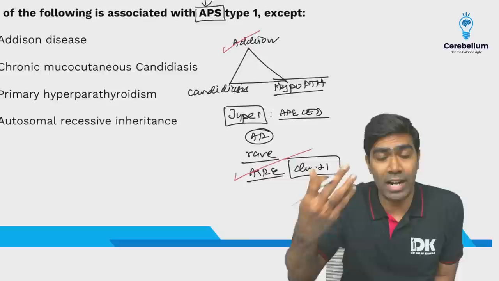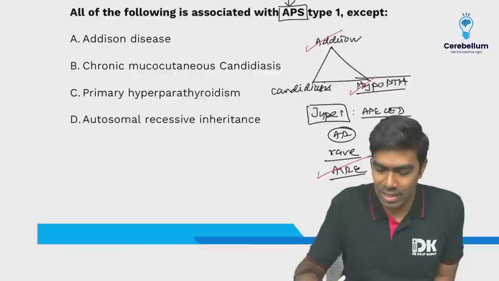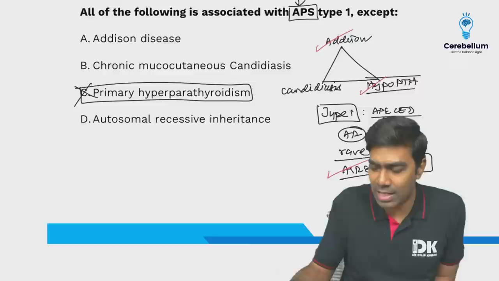This is the classic triad, because it is gland destruction. Low adrenal gland output, Addison's. Low parathyroid gland output due to destruction, that is hypoparathyroidism. So this statement, which says it is primary hyperparathyroidism, is the right answer because it's the wrong statement. It's hypoparathyroidism rather than hyperparathyroidism.